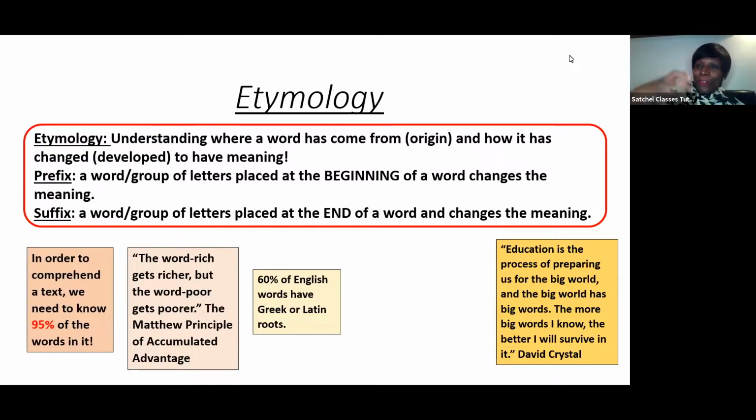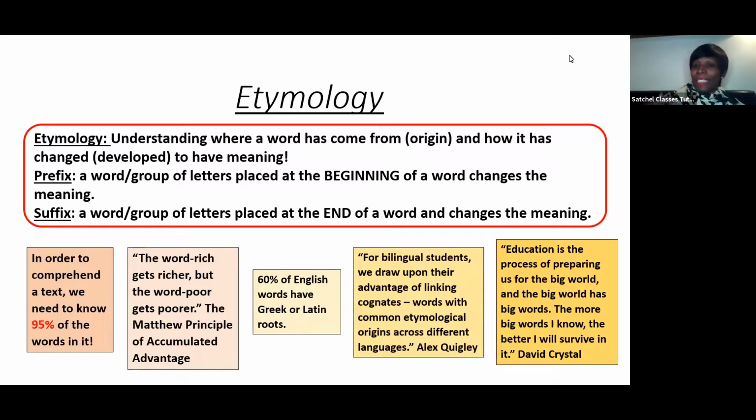As soon as we have confidence understanding a word, then we gain even more confidence. It's been said that the word rich become richer. That means we have more and more confidence to tackle bigger words and more difficult texts and bigger and thicker books. But if we have word poverty and we don't really know what these words mean, we have diminishing confidence. We're less likely to tackle bigger books and bigger words, and we're less likely to increase our vocabulary and confidence with English. And also, it's been said that for bilingual students, they have an advantage.